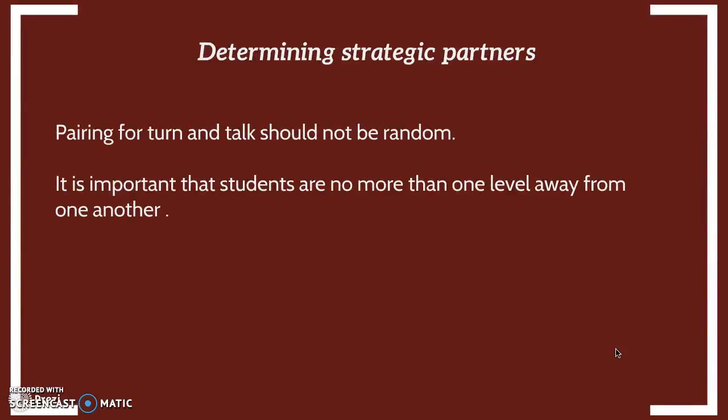So first, determining strategic partners. The pairing at first shouldn't be random. So again, it shouldn't be, oh, turn to the person next to you and discuss, because you may have the person sitting next to your brightest student in class, maybe the worst student in class, and their levels are too far apart where they're not going to be able to talk academically with one another. So it's important that students are no more than one level away from one another so they can have that meaningful and purposeful talk as they're going through these tasks together.